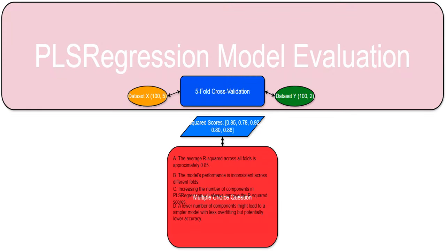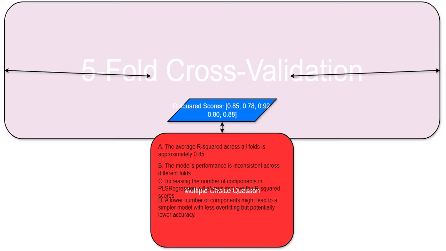This problem uses partial least squares regression, PLSRegression, a statistical method designed to find relationships between two datasets when both have multiple variables and are correlated. We are evaluating its performance. I use cross-validation to assess how well the model generalizes to new, unseen data. I split the data into 5 parts. The model is trained on 4 parts and tested on the remaining part. I repeat this process 5 times, testing on each of the 5 parts. This gives a more robust evaluation of the model than training and testing on a single split.